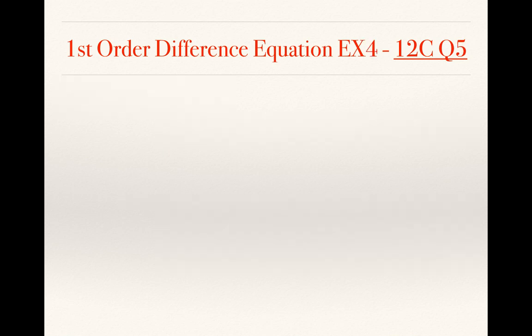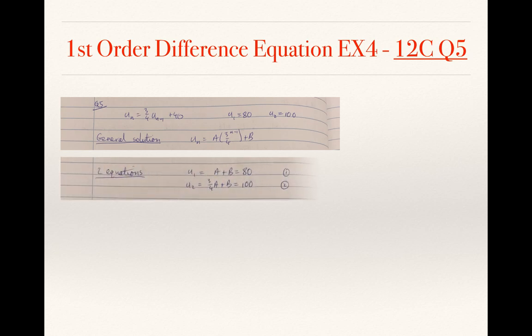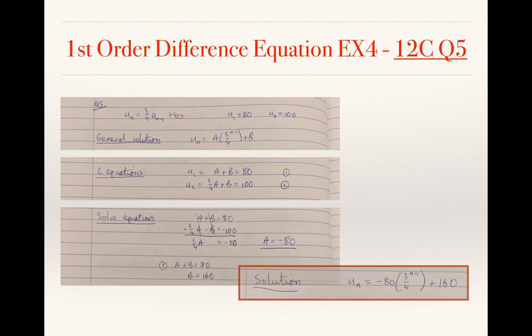Okay, question 5. Let's have a look at a few of these. Question 5 says solve the difference equation with u of 1 is equal to 80. Again, I know there's going to be an a and a b in it, so I need a u of 2 as well. So my first term is a value of 80, my second term is a value of 100. I then know that I need two equations. I need to solve the equations for a and b, and that gives me my solution.